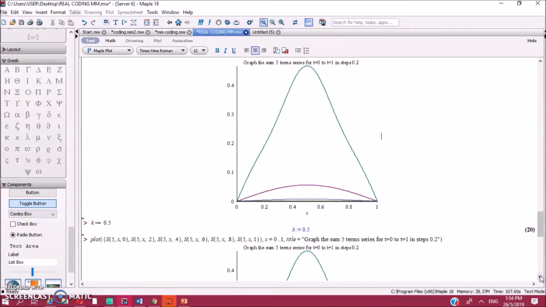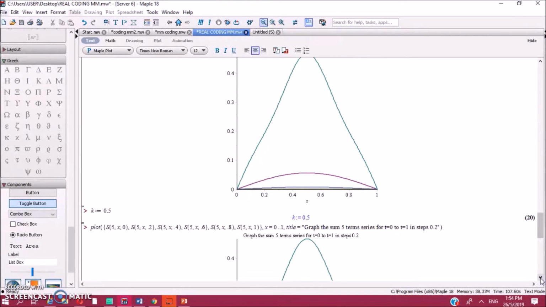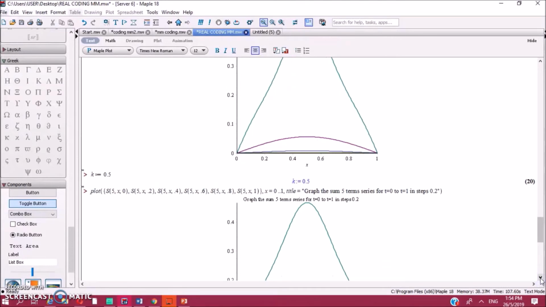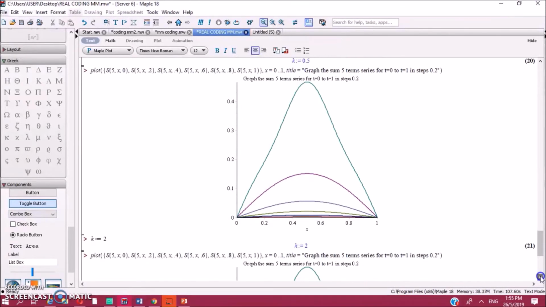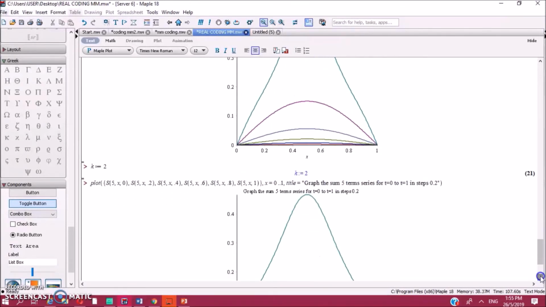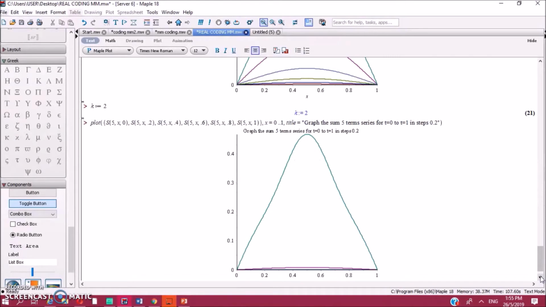So I just changed the K to make it like the previous equation. I changed K from 1 to K equal to 0.5. As you can see, it becomes smaller. And K equal to 2 is decreased, right? The line is below and almost flat. It means the higher the temperature, the quicker it goes.